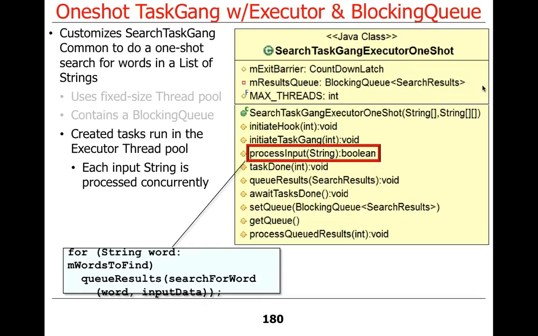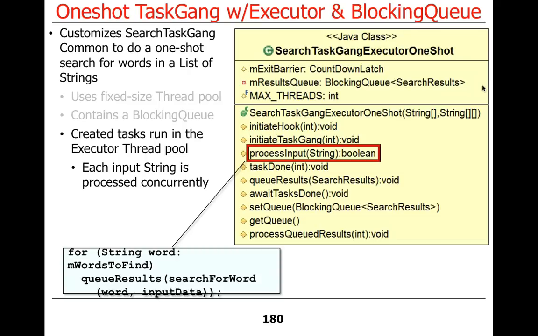Process input, in this particular case, iterates through every word in the words we're looking for, and it searches for the word in the input data. And that's going to return back a search results data structure that keeps track of the number of times that word appeared in that input.